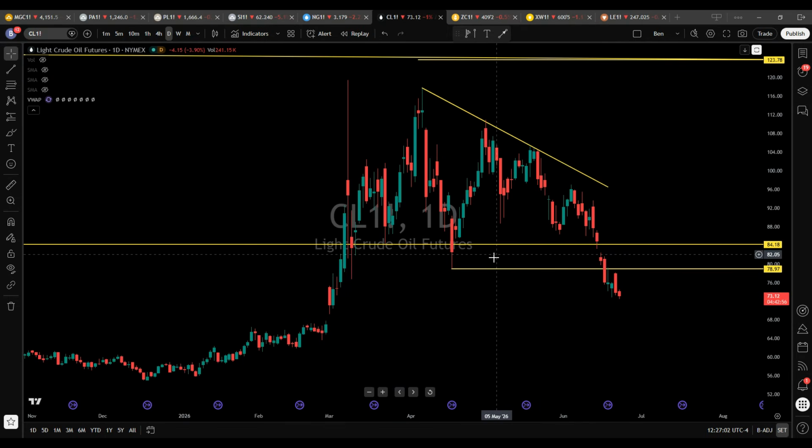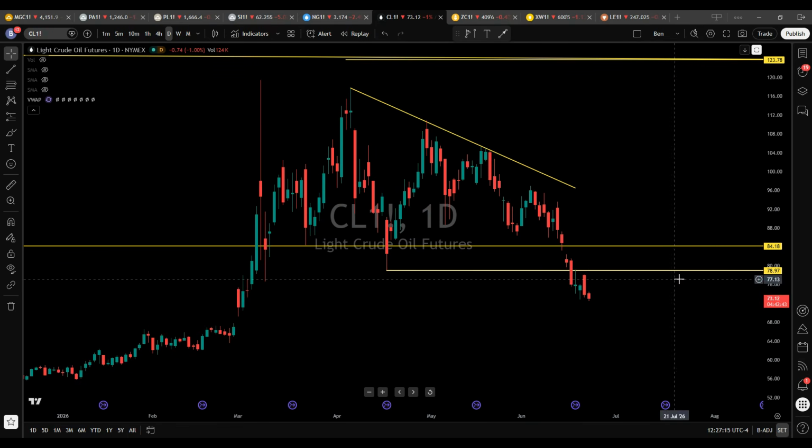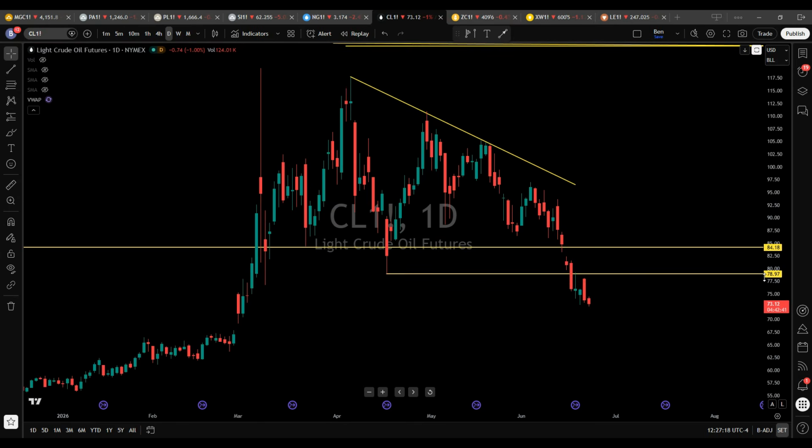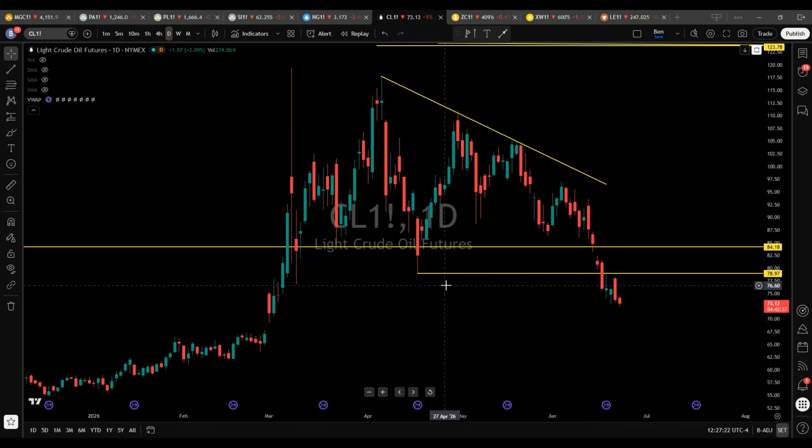CL1, crude light crude oil futures. Here was a major pivot in the charts. As you can see, we closed below it. As soon as we closed below it, this support level became resistance. And so really this is a line in the sand. On the way up at 78.97, this is going to be the rejection zone on CL1.